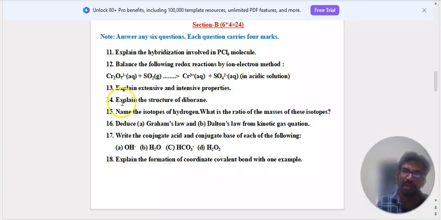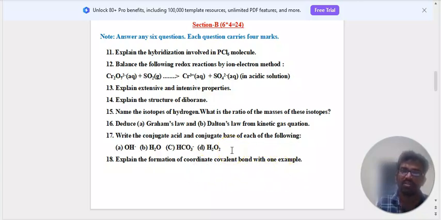And the 14th one, explain the structure of diborane. The 15th question is name the isotopes of hydrogen. What is the ratio of the mass of these isotopes? And the 16th one, deduce Graham's law and Dalton's law from the kinetic gas equation. And the 17th question is write the conjugate acid and conjugate base of each of the following, and some compound names are mentioned here. And the 18th question is explain the formation of coordinate covalent bond with one example.